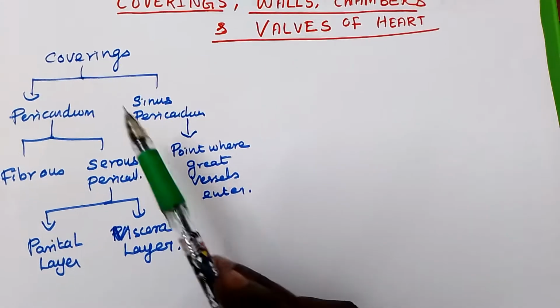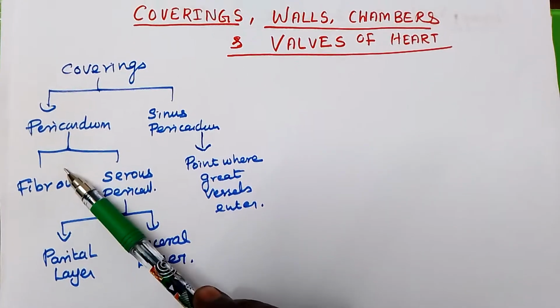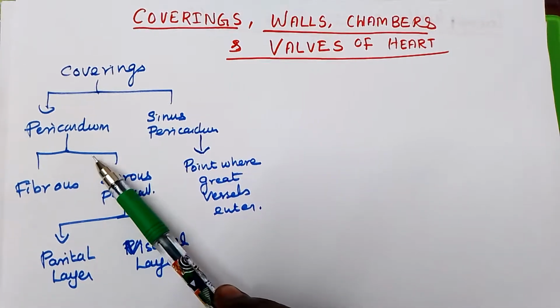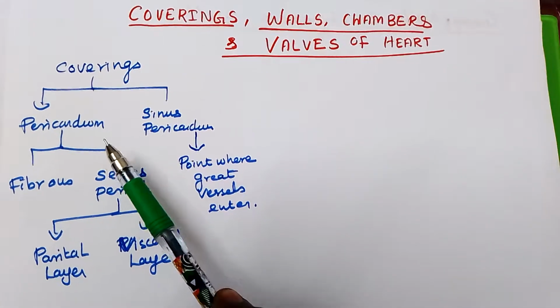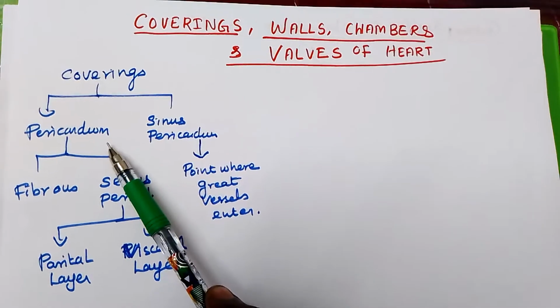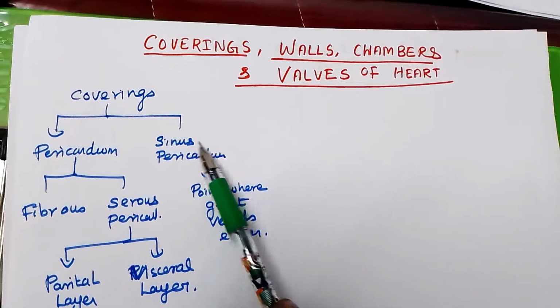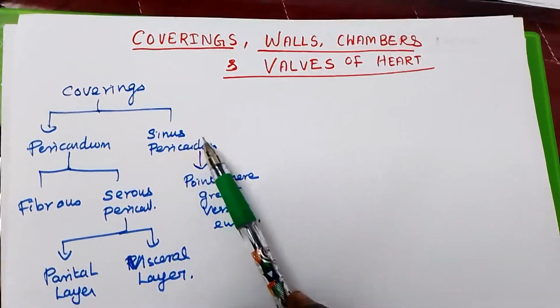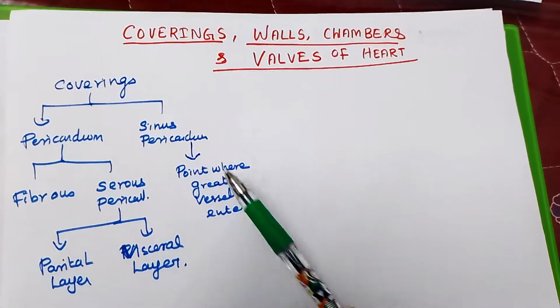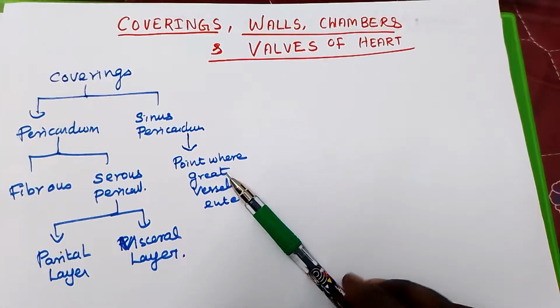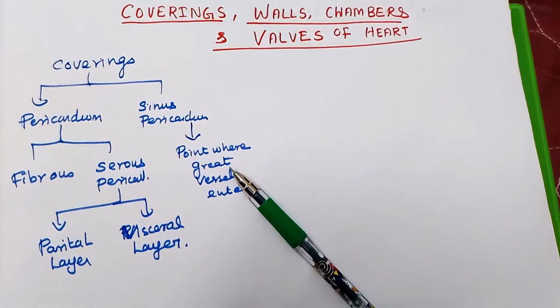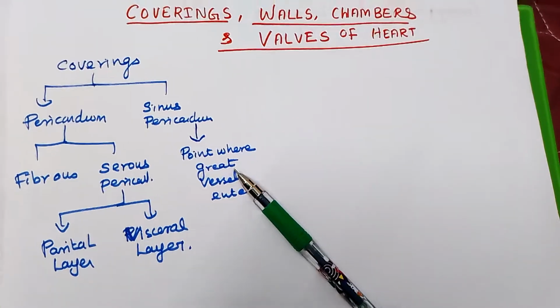Okay, so the pericardium is mainly made up of a fibrous layer. It is a fibrous layer. The point where the great vessels are entering there is called the sinus pericardium.